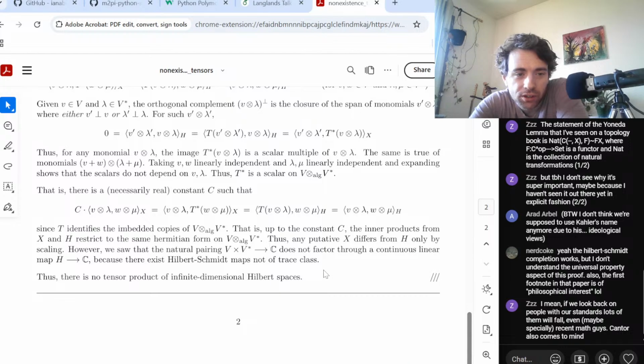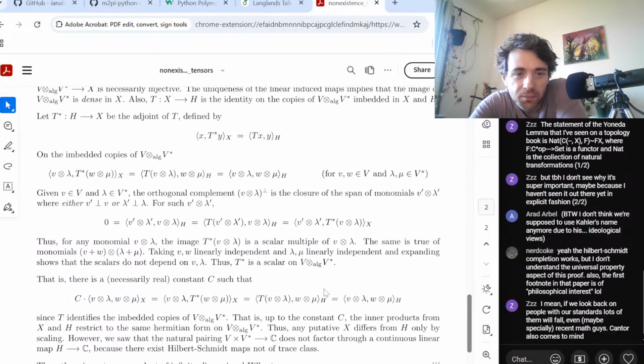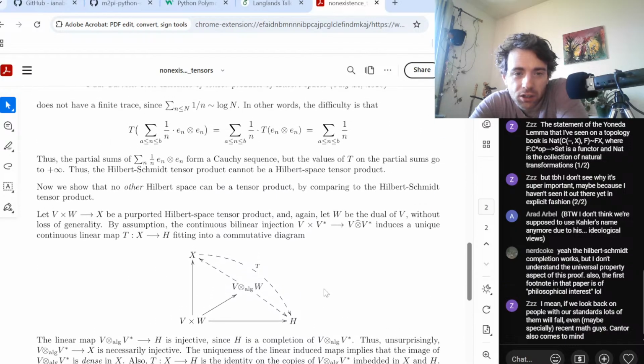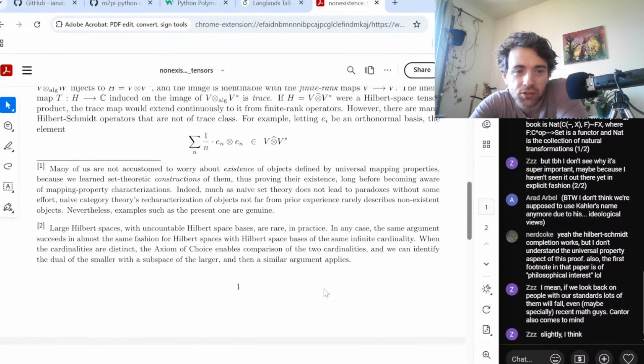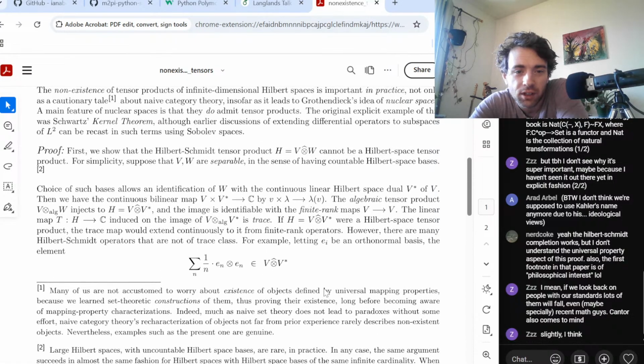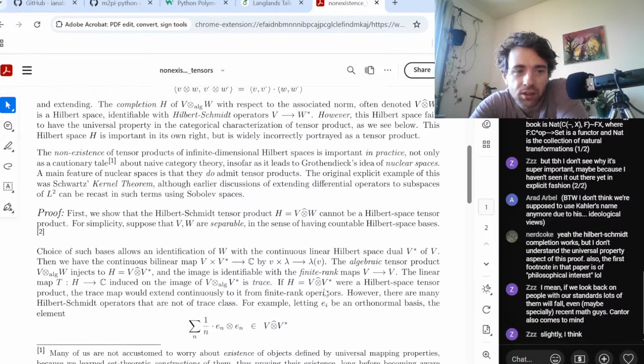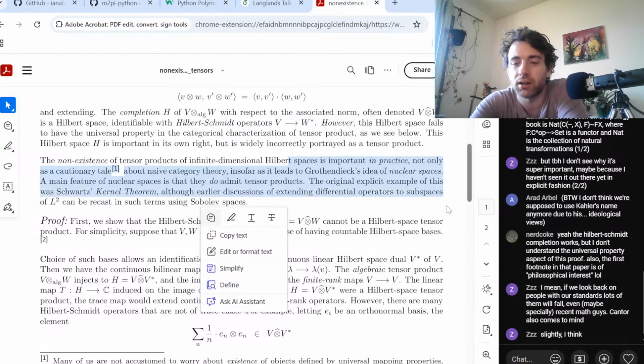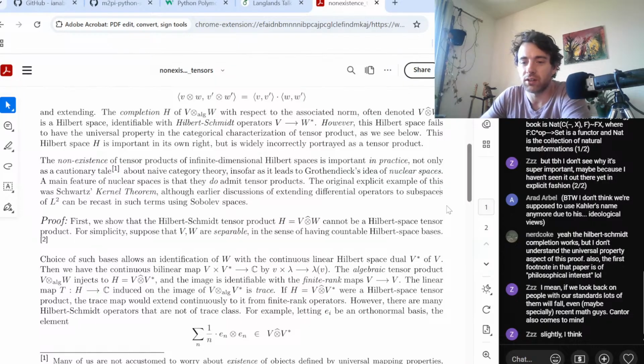Okay, so the conclusion, let's see, right. The conclusion is there is no tensor product of infinite dimensional Hilbert spaces. Interesting. Yeah, I don't know. I might have to read this a little more closely. But it's important in practice. I guess this is maybe a slick idea. Yeah, okay. I'll have to take a look at this.